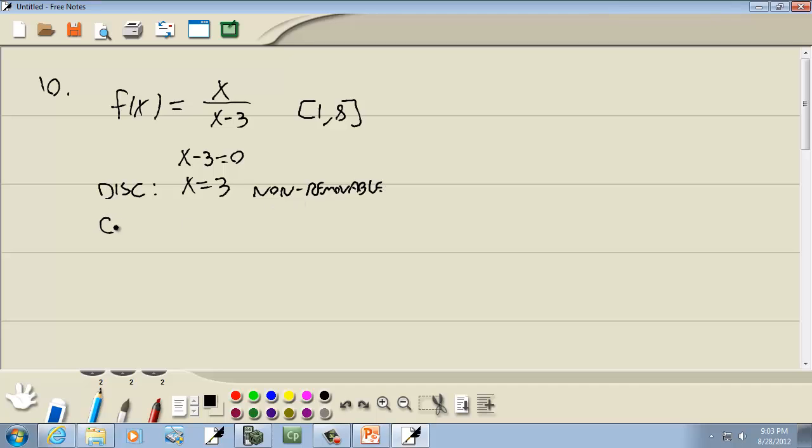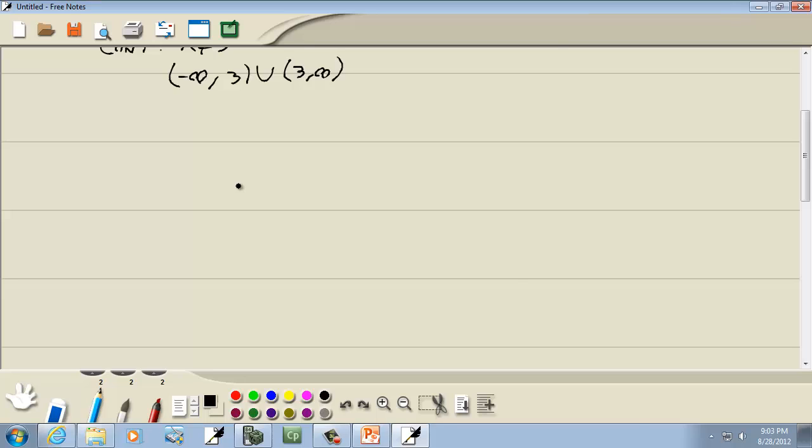Now, if I wanted to write out where it's continuous in interval notation, well, I could write x is not equal to 3 if I wanted to. That's one method. Or I could go from negative infinity to 3, union 3 to positive infinity. Well, let's look at our next example.